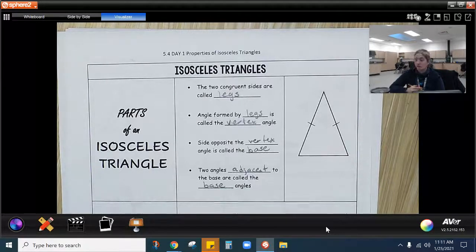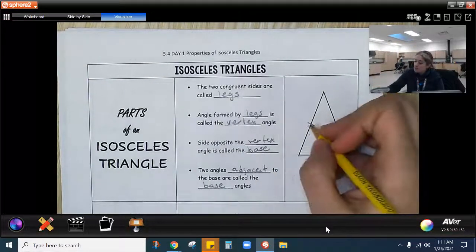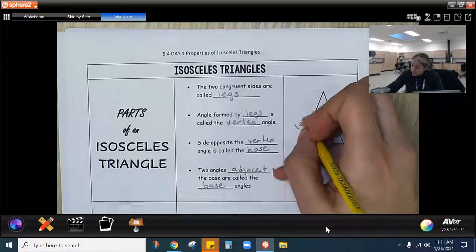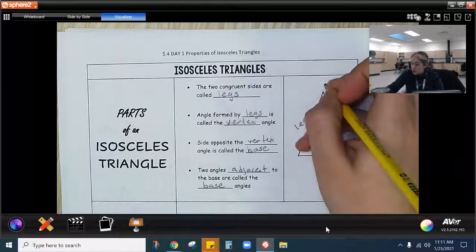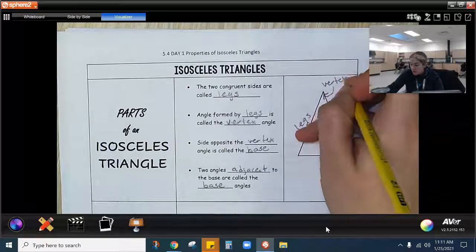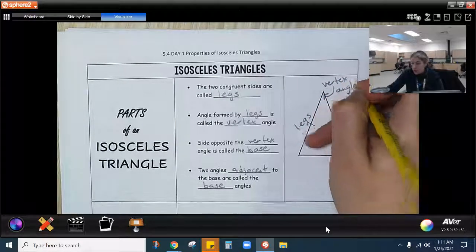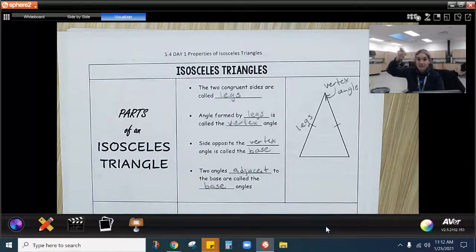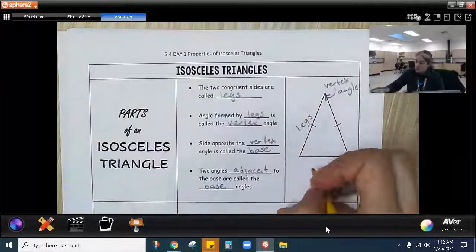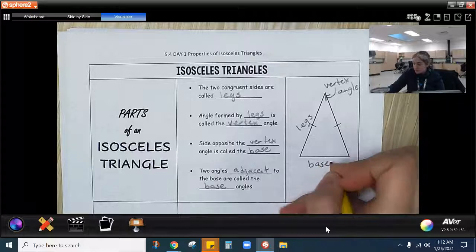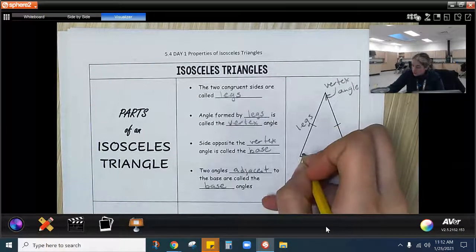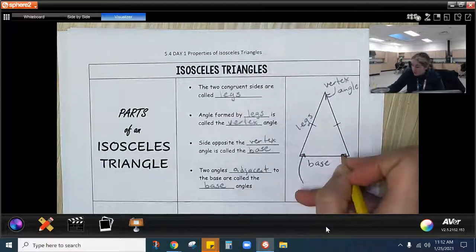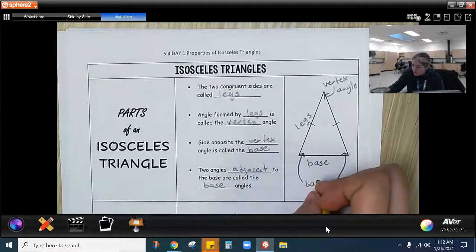We know how to name them, first of all, right? We've got two congruent sides, so it's an isosceles triangle. These sides that are congruent are called the legs. And then up here, this is called the vertex angle. Now, opposite that vertex angle, down here is what we call the base. And then that guy and that guy are the base angles.